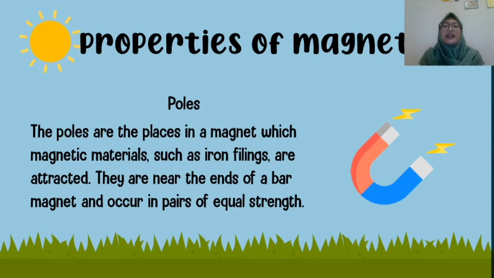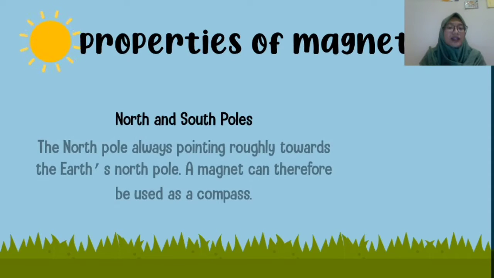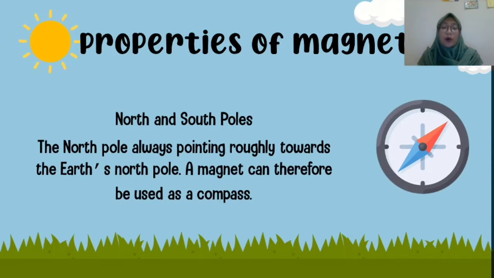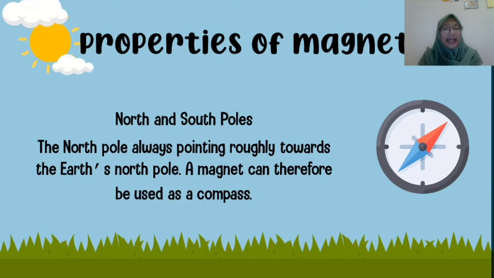Actually, the strength of the magnet is not only at the edge, or in this picture the white one, but from the edge into the center. It has the same strength. And then the next is north and south poles. The North Pole always points roughly towards the Earth's North Pole. A magnet can therefore be used as a compass.